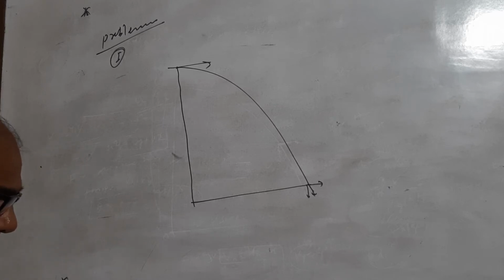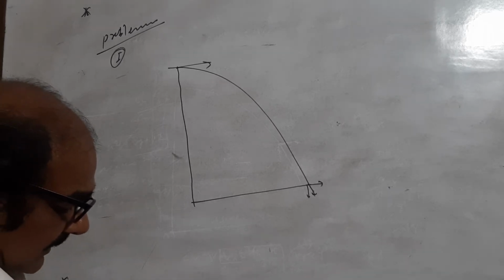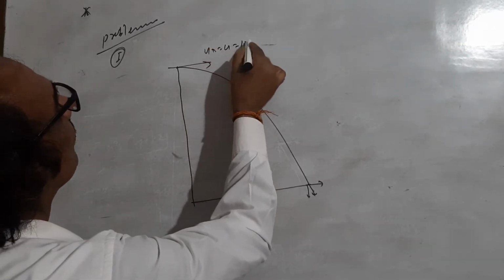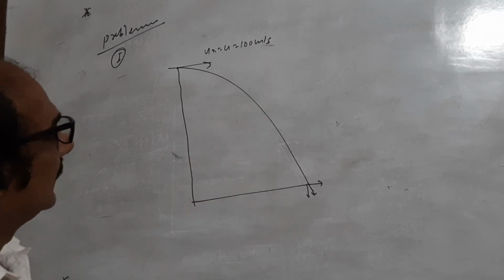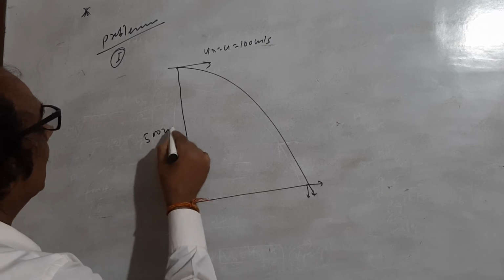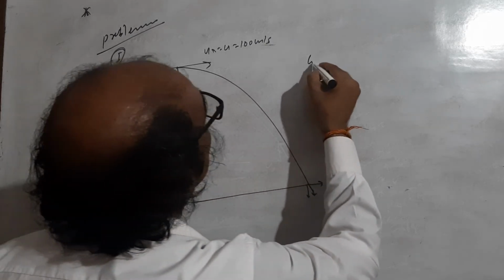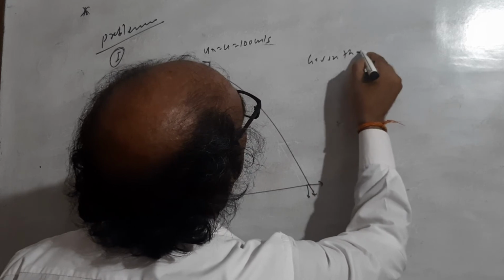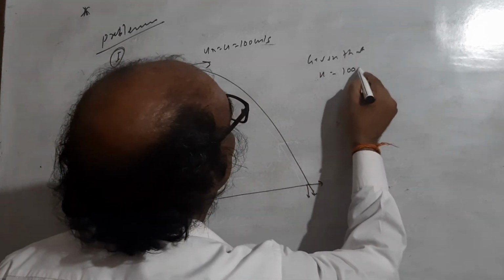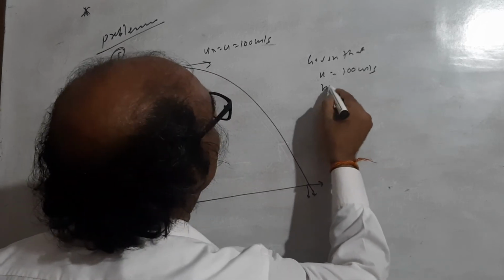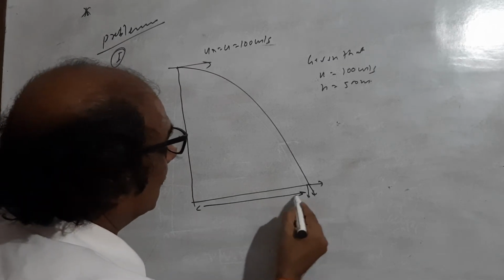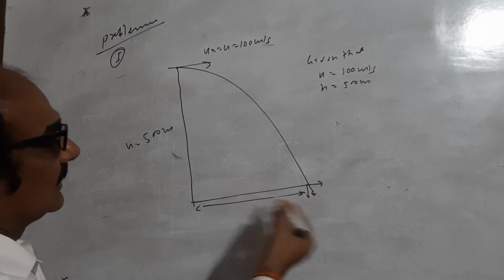A body is thrown horizontally with the speed ux equal to 100 meter per second from a height of 500 meter. So given that the horizontal velocity by which the projectile is thrown is 100 meter per second, h equal to 500 meter, now find out the time, velocity, and horizontal range.